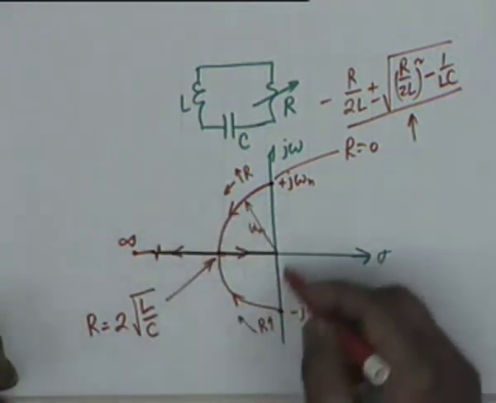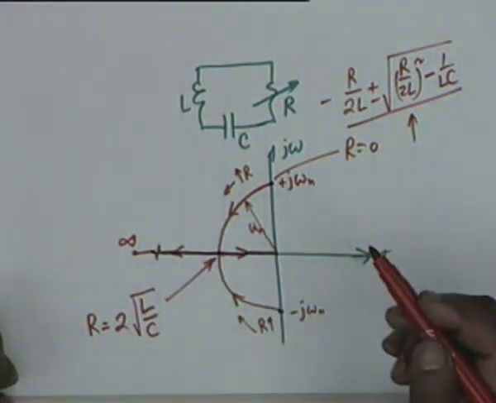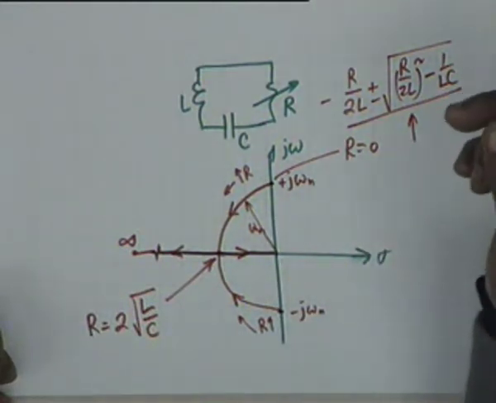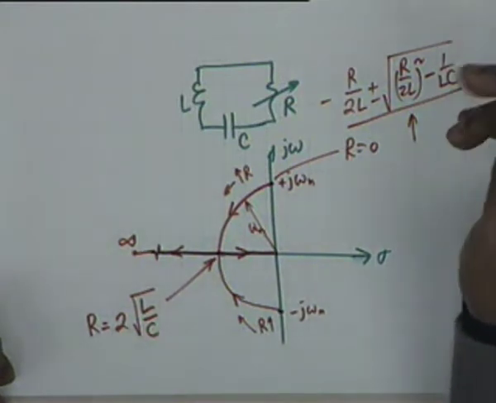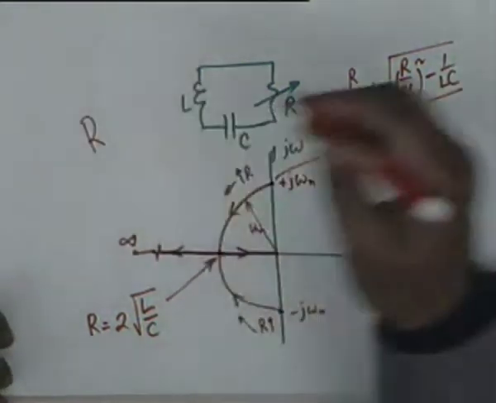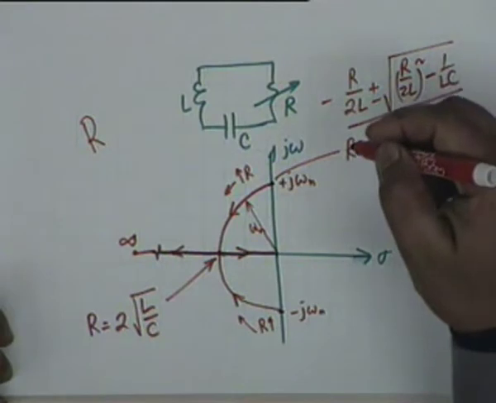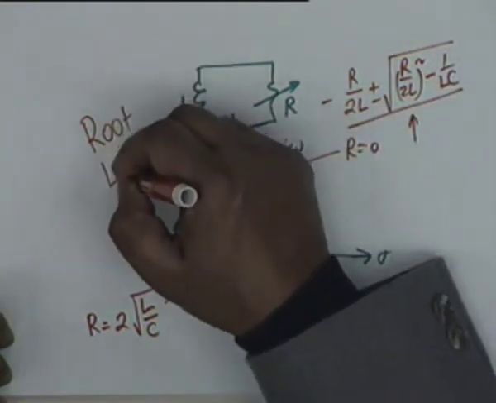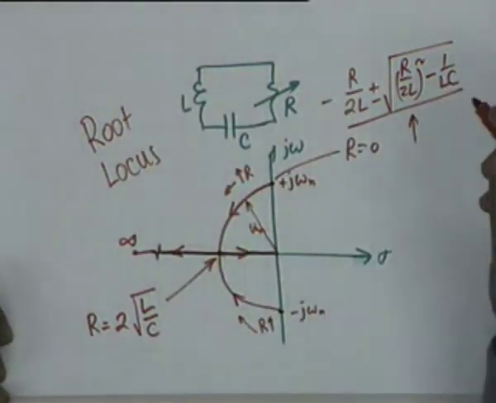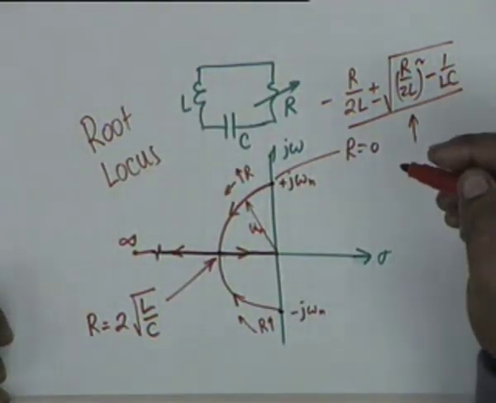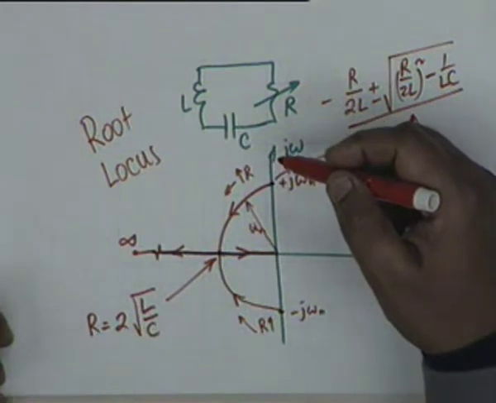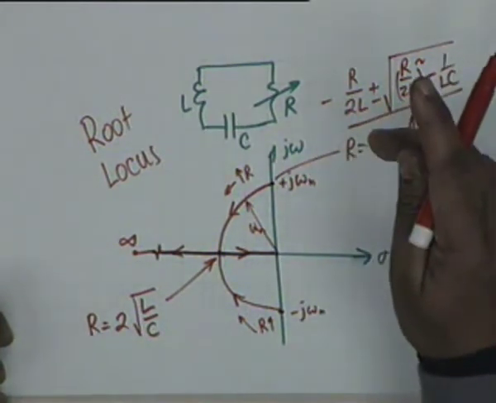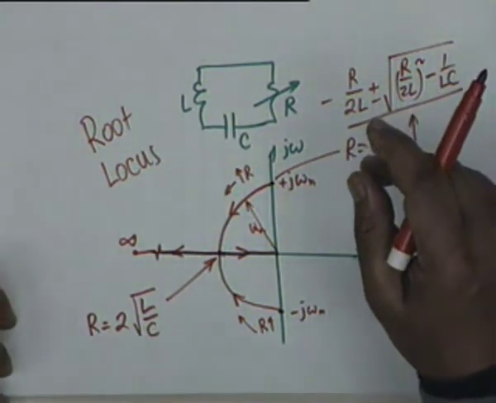And this picture which gives the motion of the roots, or the locus of the roots, as one of the parameters, capital R, changes in the circuit, this picture is called a root locus. For obvious reason, it describes the locus of the roots as one of the parameters, that is capital R, changes.